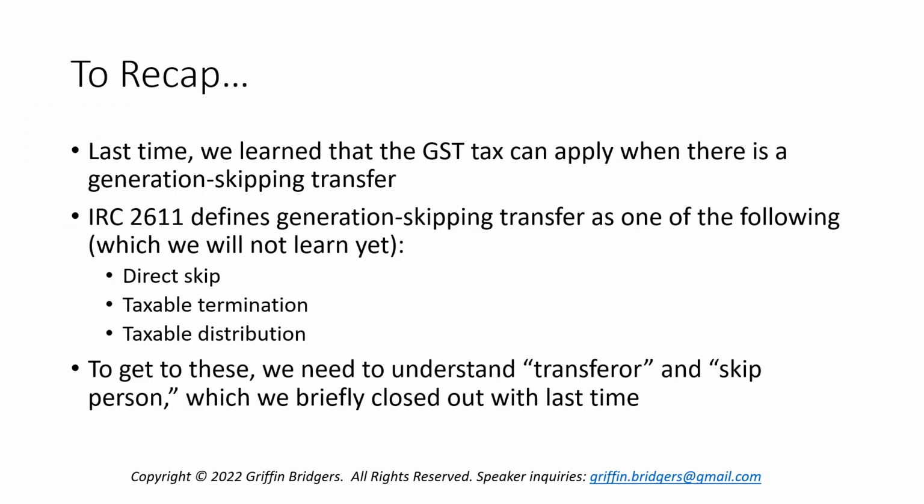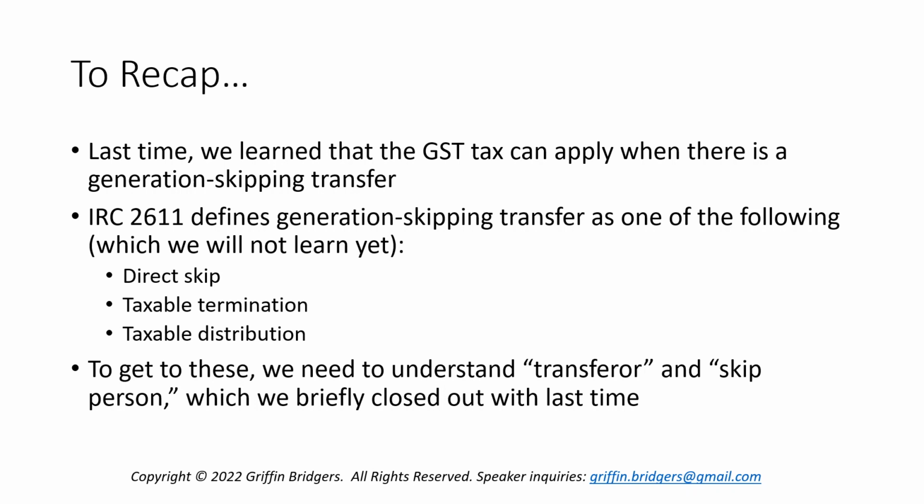Now, last time in part 1, if you'd listened, we learned that the GST tax can apply anytime there's a transfer that is defined under Code Section 2601 as a generation skipping transfer. And Code Section 2611 goes on to define generation skipping transfer as being one of the following categories of transfer, which we haven't learned yet, but will. Those will include a direct skip, a taxable termination, and a taxable distribution. But before we can even analyze whether we have one of those types of transfers, we need to understand the definitions of transferor and skip person.